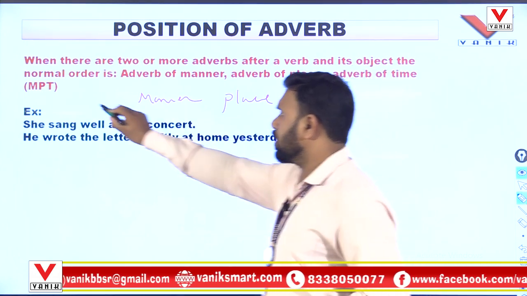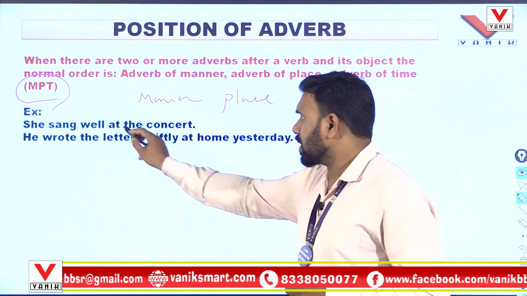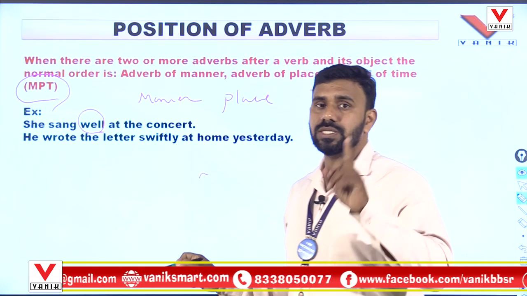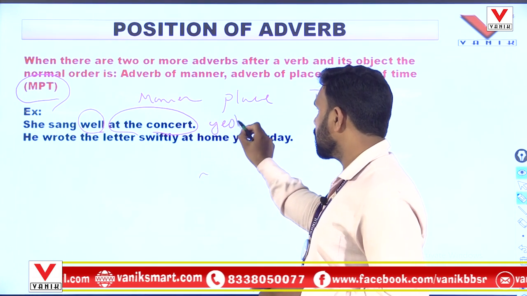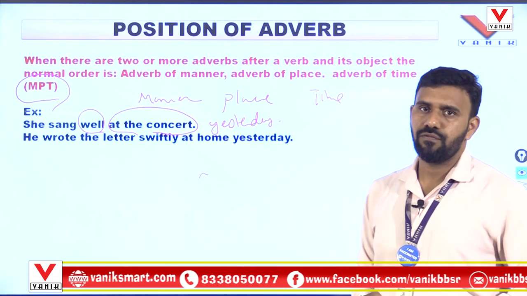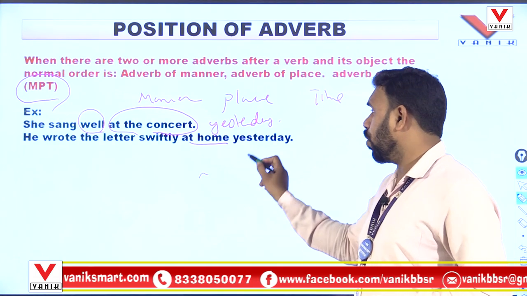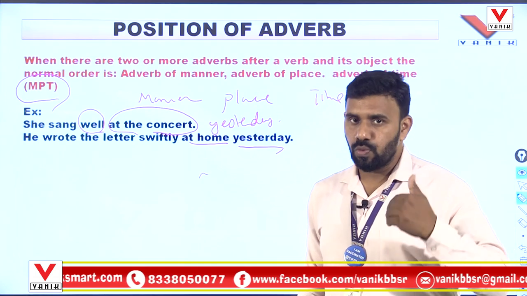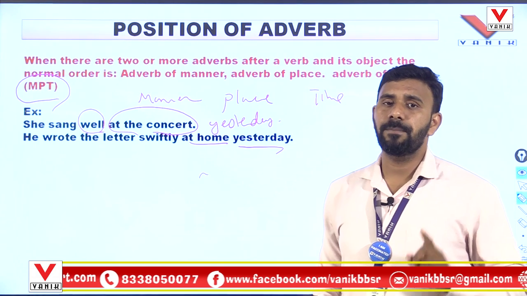So this order can be said MPT. Remember: she sang well at the concert yesterday. She sang how? Well, it is manner. Where? At the concert, it's a place. When? Yesterday. So I mention it in MPT format. Now, he wrote the letter how? Swiftly. Where? At home. When? Yesterday. That means whenever you find more than one adverb like place, manner, time, they should be arranged in MPT order.